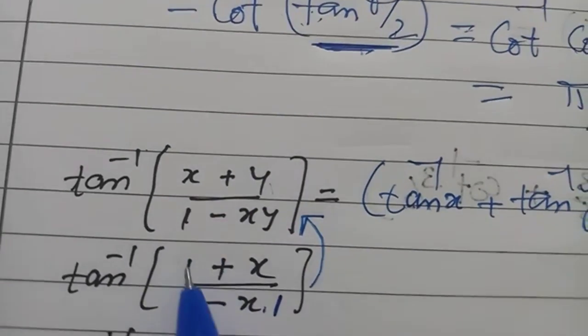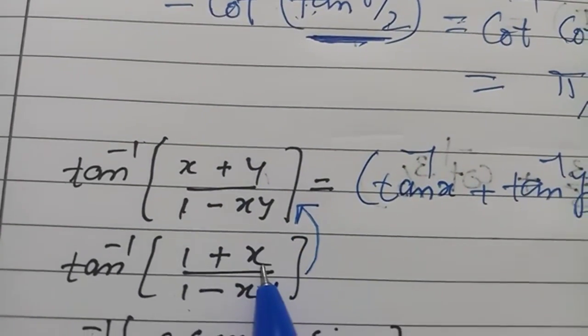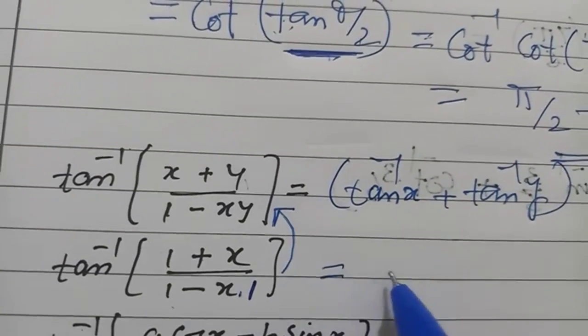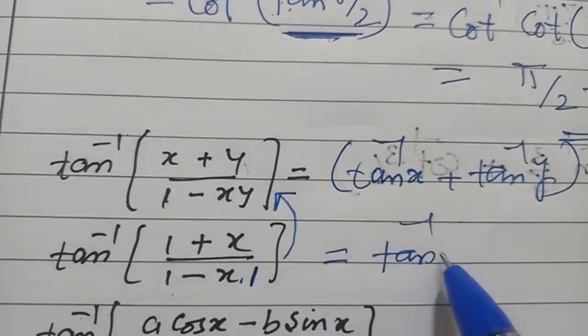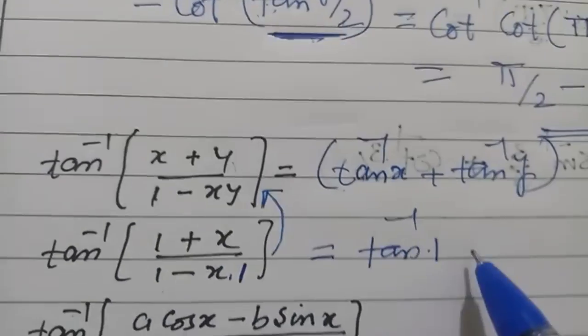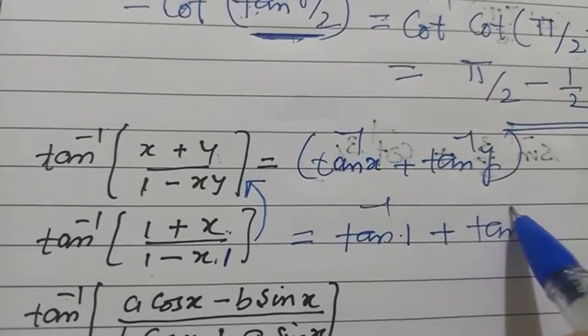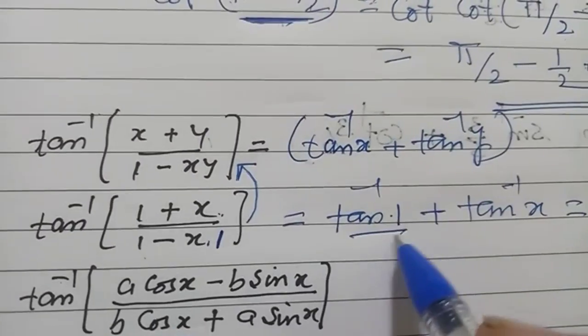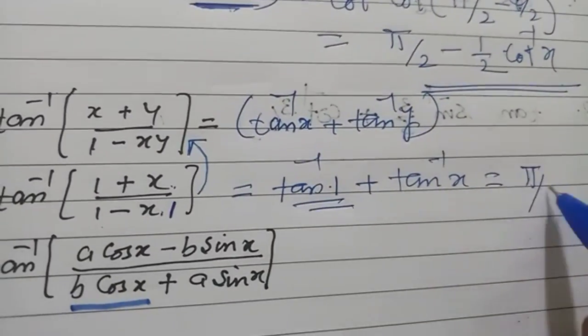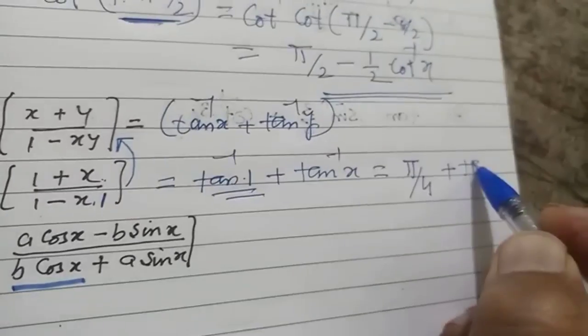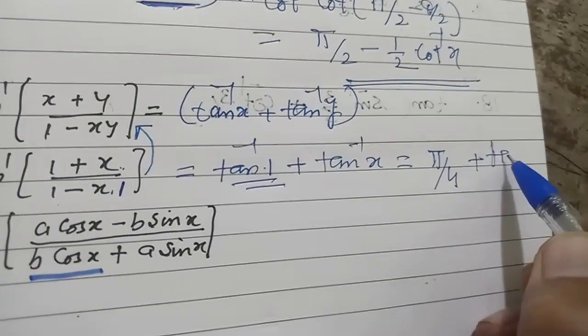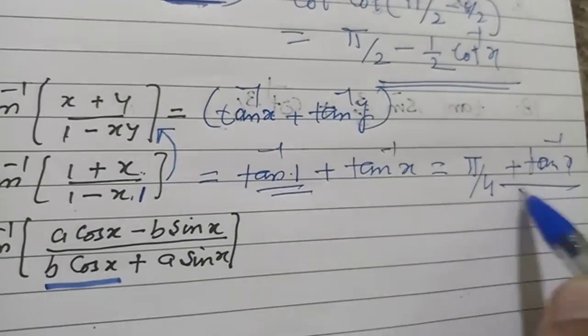In place of x, who do we have? 1, and in place of y there is x. So what I can write this as is tan inverse x, where x is 1, plus tan inverse y. In the place of y, who is there? x. So what is tan inverse 1? It is called pi by 4, plus tan inverse x. That's it.